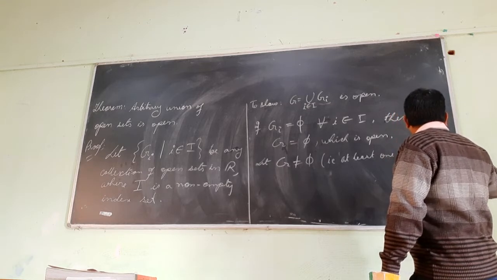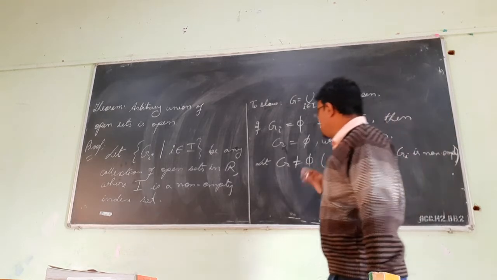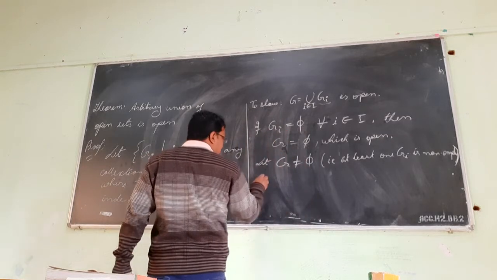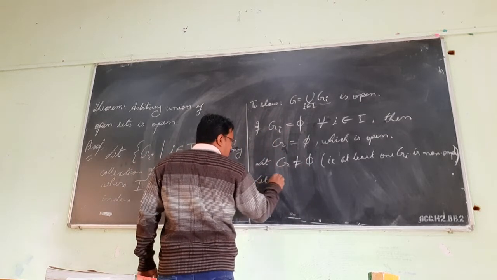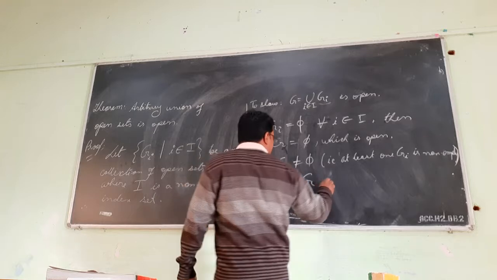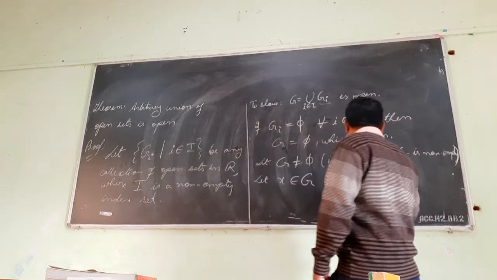Let G not equal to empty set. That means at least one of the members is non-empty. So what we can do is take one element inside G. Let x belong to G be any element, be any point.